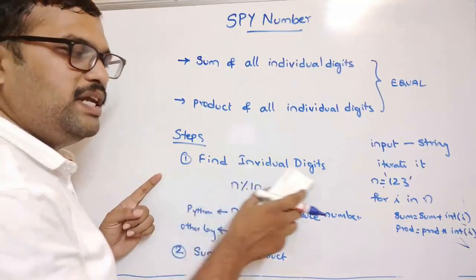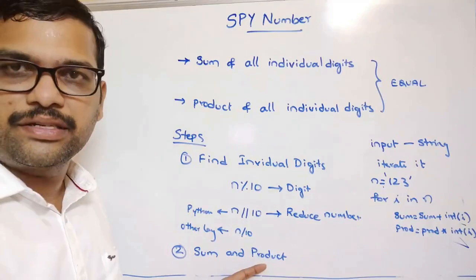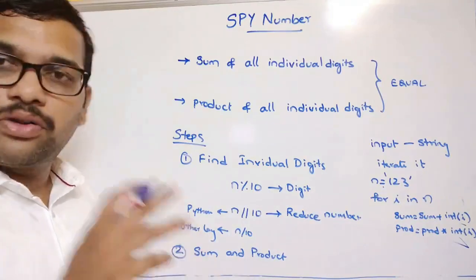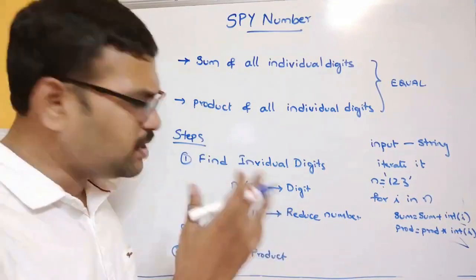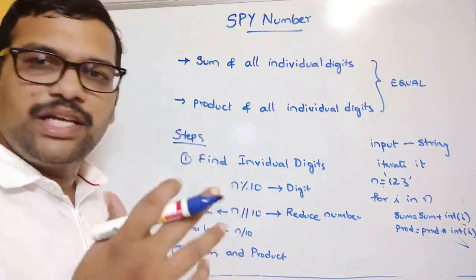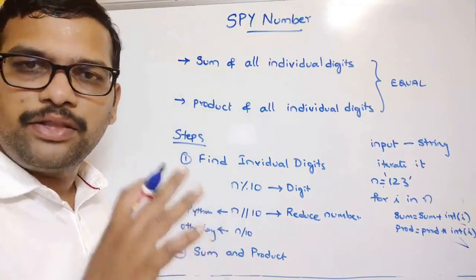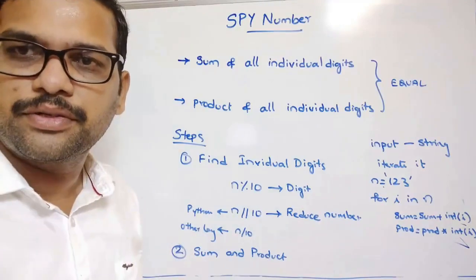So first we need to find the individual digits, and the second step is to find the sum and product of all the individual digits. Let's move on to the system, and I will execute the same logic in Python. You can use the same logic in C, C++ or Java, whatever it may be, but I will execute the program using the Python language.